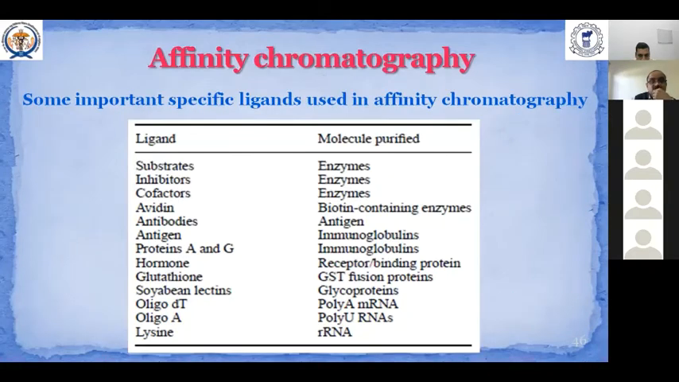These are some ligands used for affinity chromatography. The enzymes can be separated by using substrate as ligand, inhibitors as ligand, or cofactors as ligands. The biotin containing enzymes can be recovered by avidin, antigens by antibodies, immunoglobulins by antigen or protein A and G, receptor binding proteins by hormone, GST fusion protein by glutathione, glycoproteins by soybean lectins, poly A mRNAs by oligo-dT, and poly-U RNAs by oligo-A, and likewise rRNA by lysine.